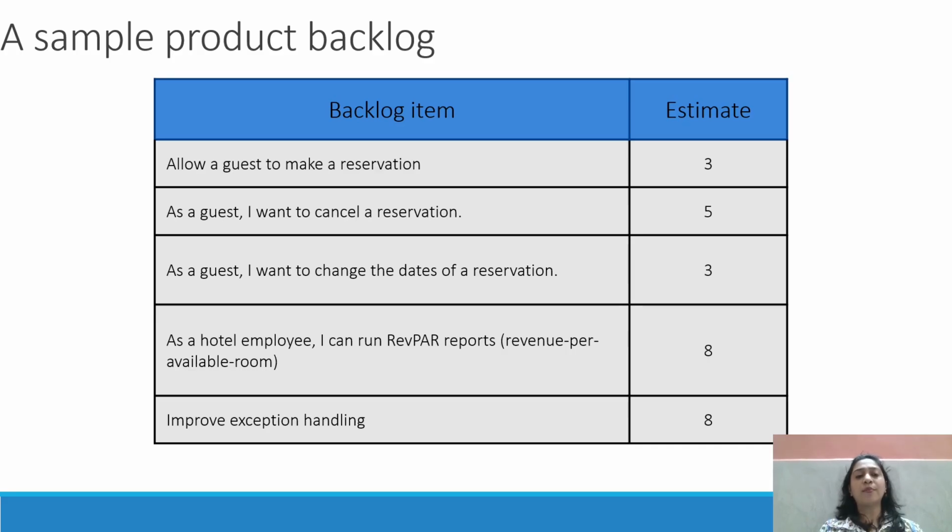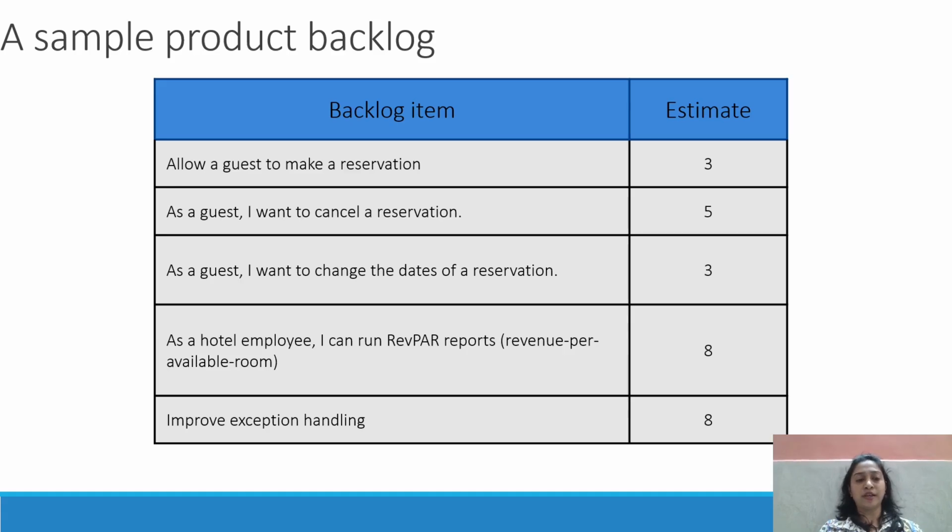So this is a sample of the product backlog. You can see the backlog items, and the estimation will be decided by the developer team. The PO will be there because he will sign and give the approval for that product backlog. He is the owner of it.